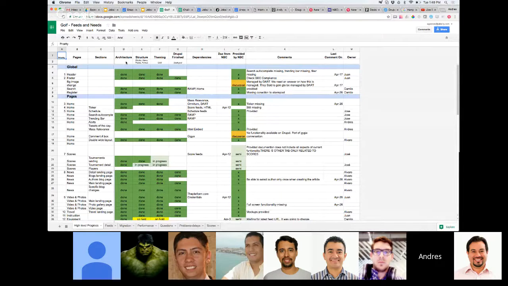You want a whole view: if the architecture is done, the structure is done, the theming is done, then if you have dependencies, and if we have the dependencies provided by MVC in this case, comments, and then last comment, and who is the owner of this. This is a very complex one that kept evolving because of the necessities. But this is an example of when you want to show a lot of information in one screen.